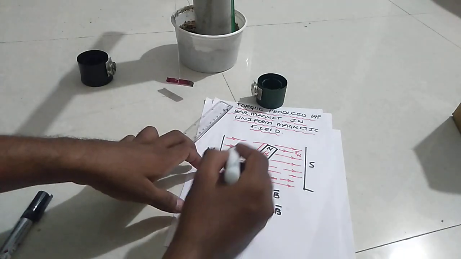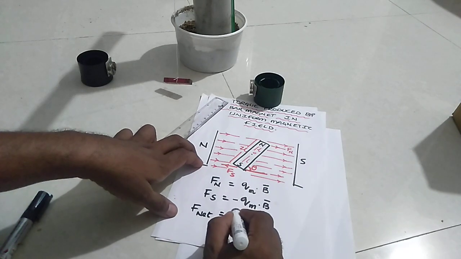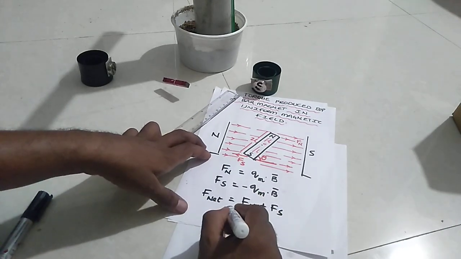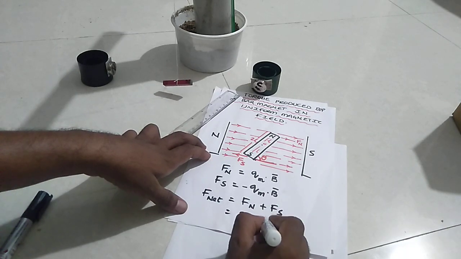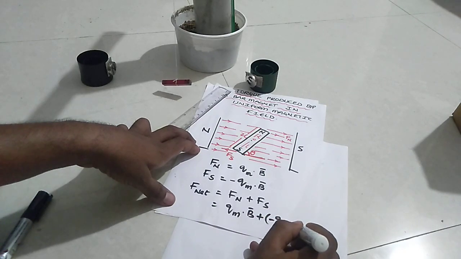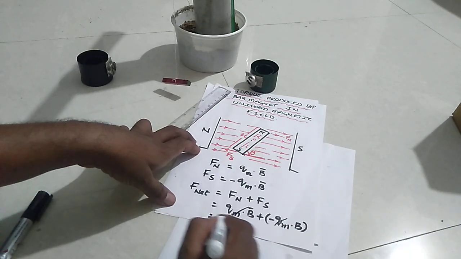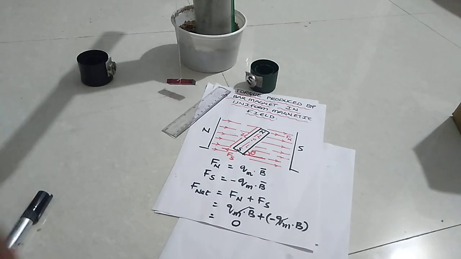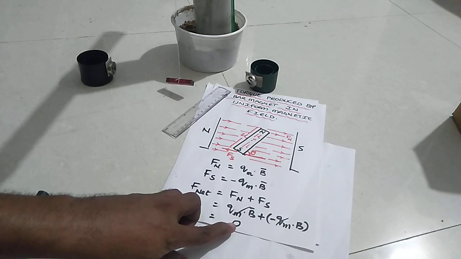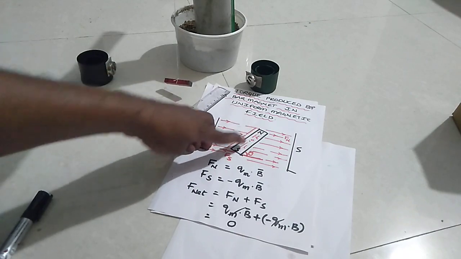So now what is the net force acting on the bar magnet? F net is equal to Fn plus Fs. So what is the value? This is Qm into B plus minus Qm into B. So these two values get cancelled, and F net on this bar magnet is equal to 0. So the force acting on the bar magnet is equal to 0, and the force due to the north pole and the force due to the south pole are both equal.